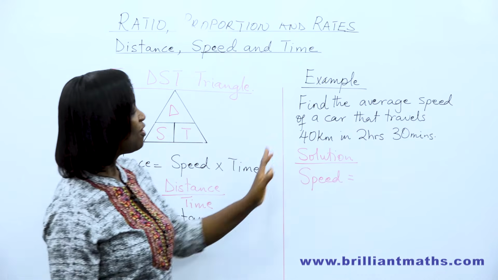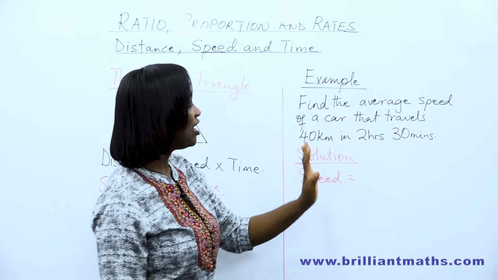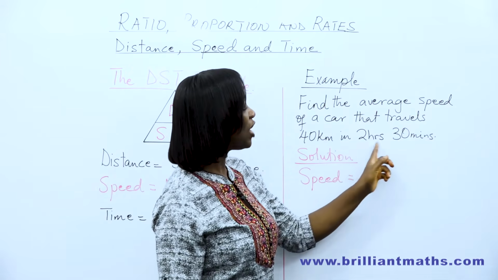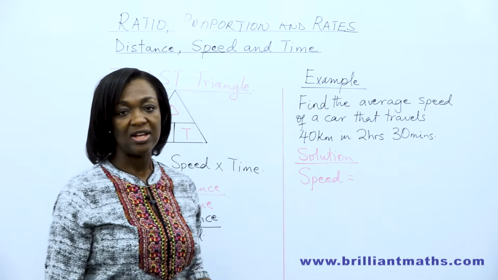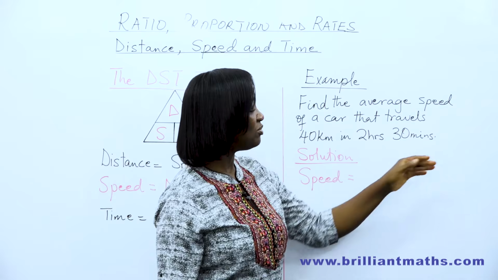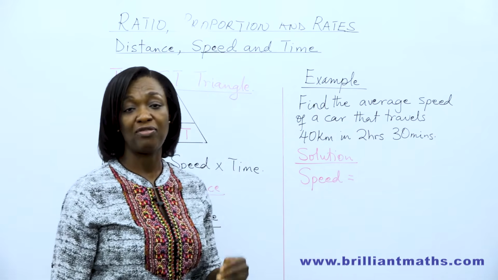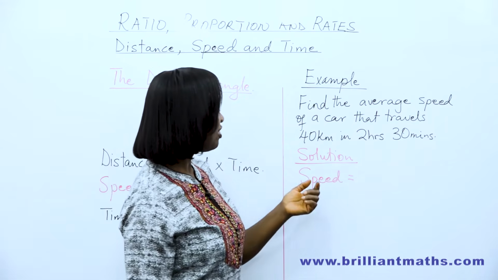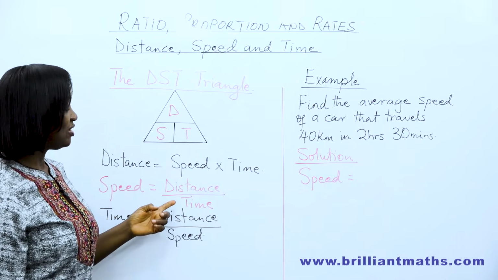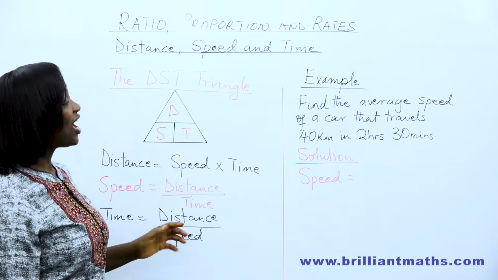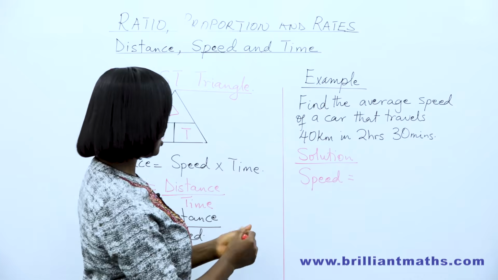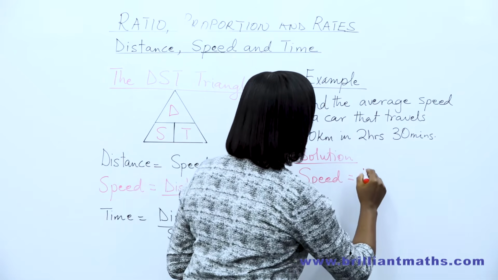So example, find the average speed of a car that travels 40 kilometers in 2 hours, 30 minutes. Time should be in hours. So convert 2 hours, 30 minutes to hours. That becomes 2.5 hours. And then the formula for speed, speed is distance over time. The car traveled a total of 40 kilometers. So that's the distance. Speed is distance over time.